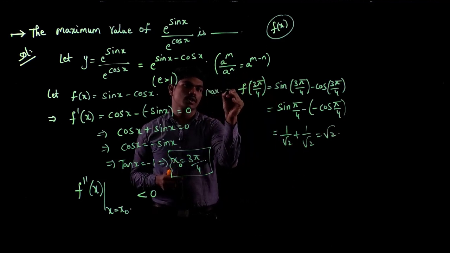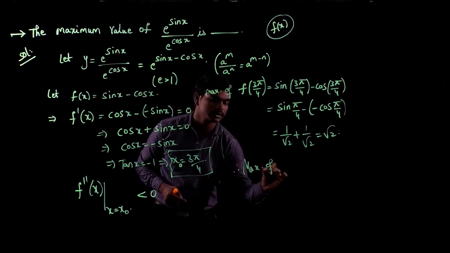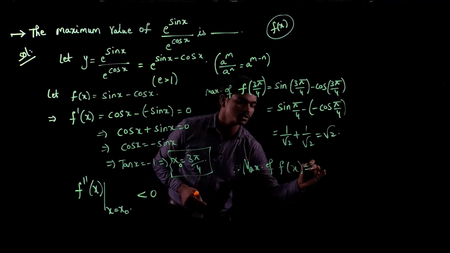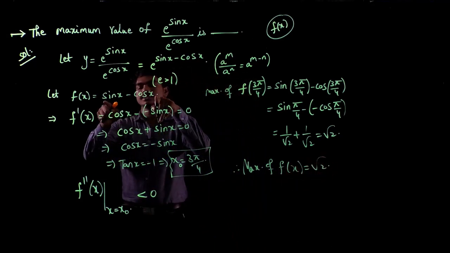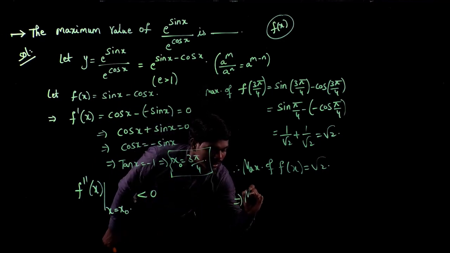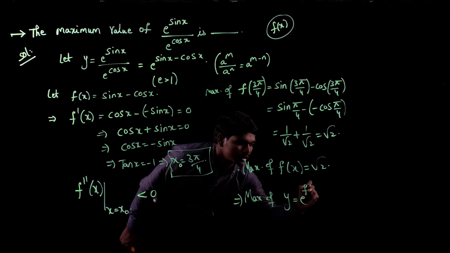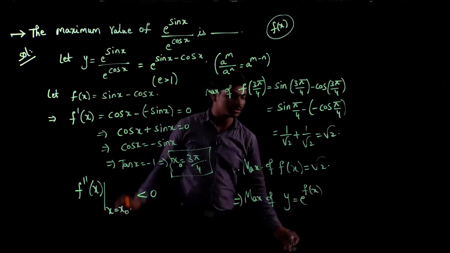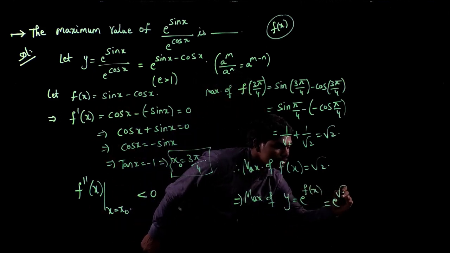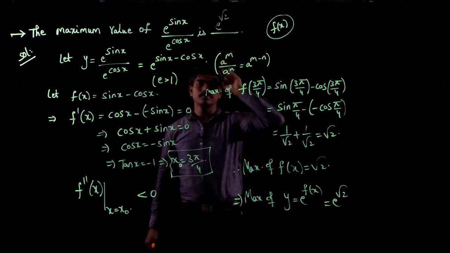Therefore, the maximum of f of x is equal to root 2, which means the maximum value of sin x minus cos x is root 2. This implies the maximum value of y is equal to e power f of x, where you are treating f of x as sin x minus cos x, which is equal to e power root 2. So this e power root 2 is the answer for this question.